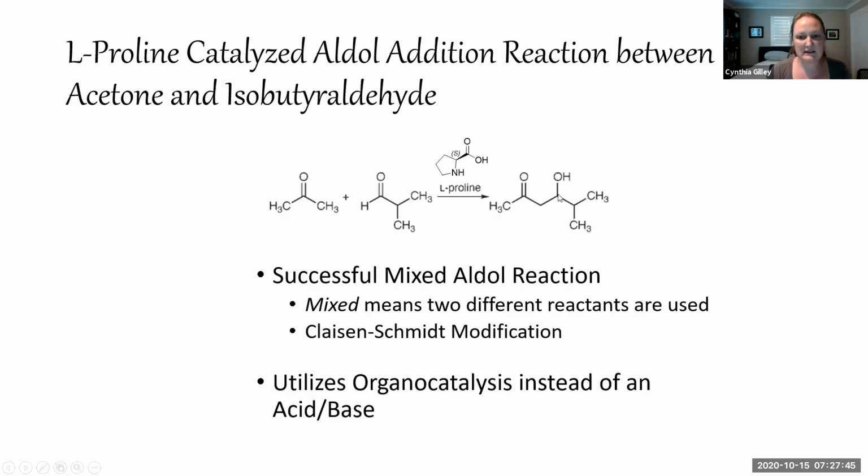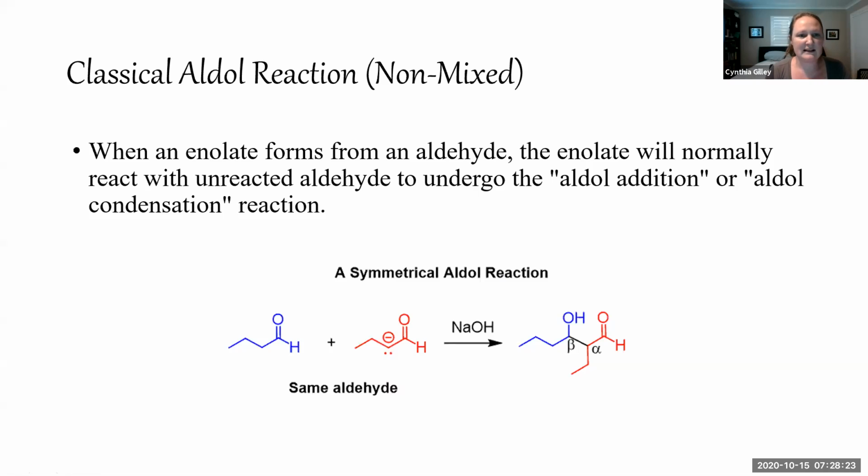And it's called an addition reaction when the product has a hydroxy group at the beta carbon. If you see a double bond between the alpha and beta carbons, that's called the condensation product. And in this particular video, we're going to be isolating the addition product and not the condensation product. This particular mixed aldol reaction is called the Claisen-Schmidt modification, and I'm going to define what that means for you in a couple of slides. And again, it uses organocatalysis because we're using a small organic molecule to catalyze the reaction instead of a strong acid or base.